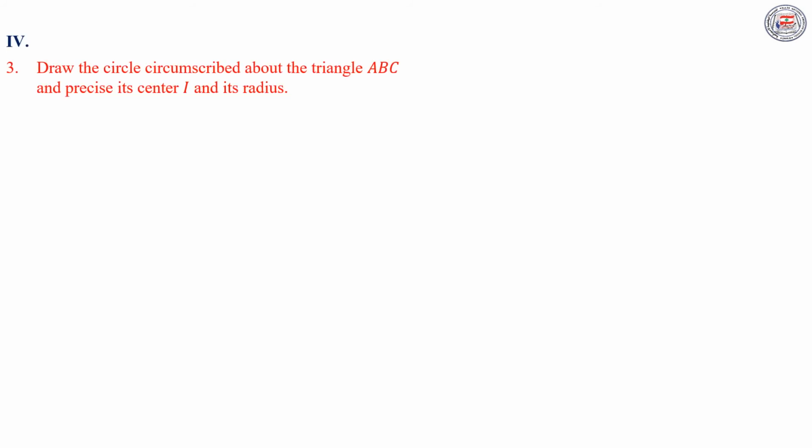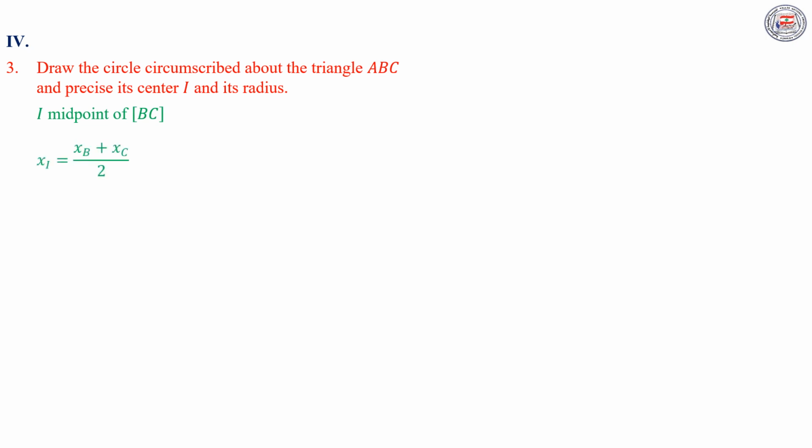In part 3, we have to draw the circle circumscribed about the triangle ABC and precise its center I and its radius. By definition, the circle circumscribed about a certain triangle ABC is the circle that passes through all the vertices of the triangle ABC. And if a triangle is a right triangle, like in this case, then the center of this circle is the midpoint of the hypotenuse, and the radius is equal to half of the hypotenuse. Then I is the midpoint of the hypotenuse BC.